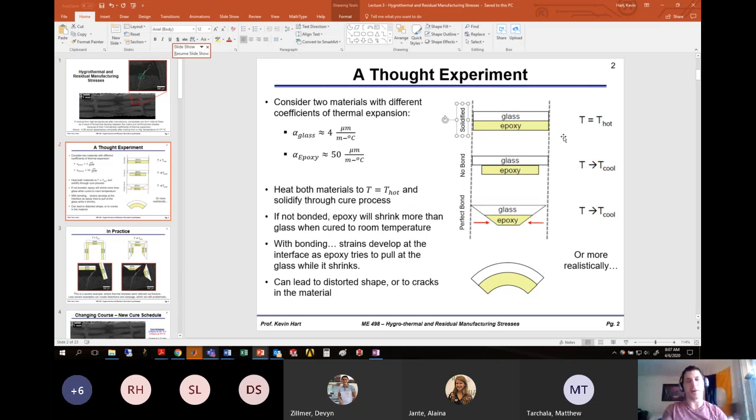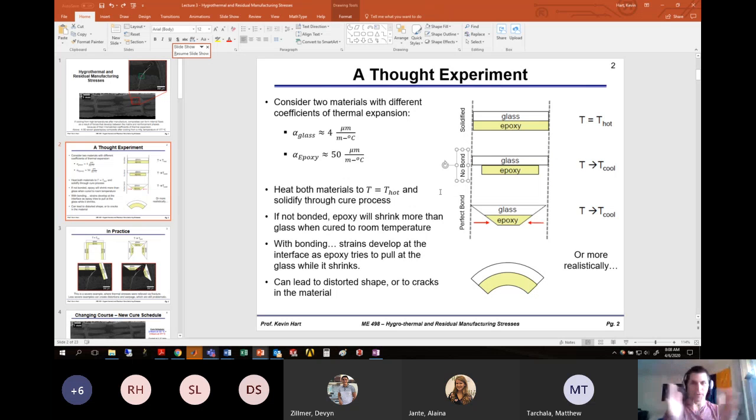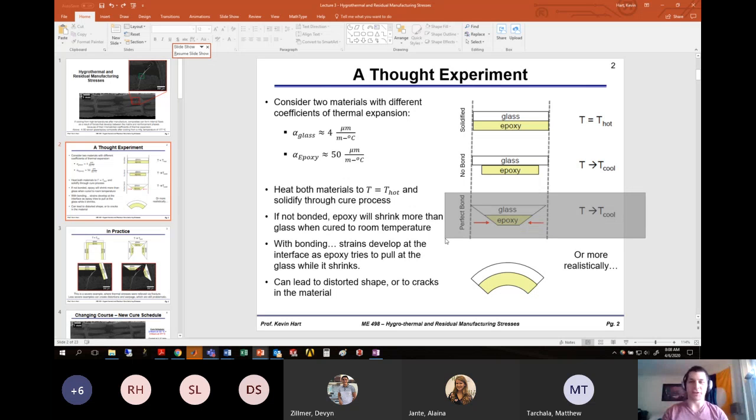So what you may think about then is, as you cool that down from manufacture, here's our condition of manufacture. If I were to cool this down and there was no bonding between the glass and the epoxy, the epoxy would shrink more than the glass would shrink. And that's just because of this higher coefficient of thermal expansion. However, we know that there is bonding between the epoxy and the glass. And so there's a compromise where the glass shrinks more than it wants to, and the epoxy doesn't get to shrink as much as it wants to, especially at that particular interface. So this is the general idea there.